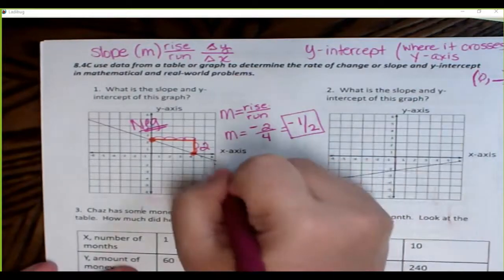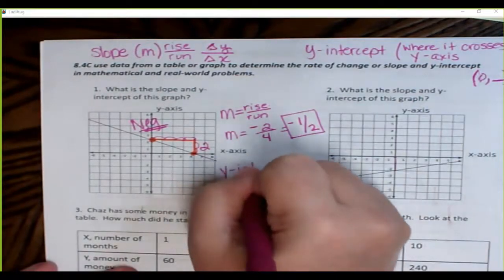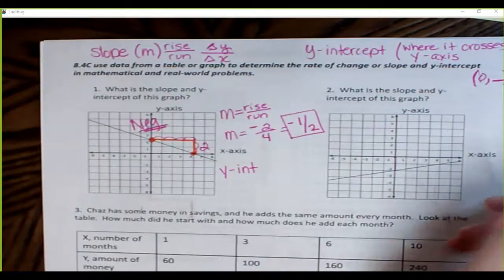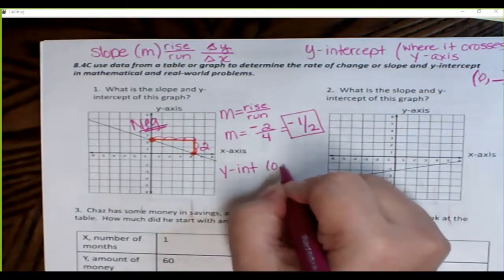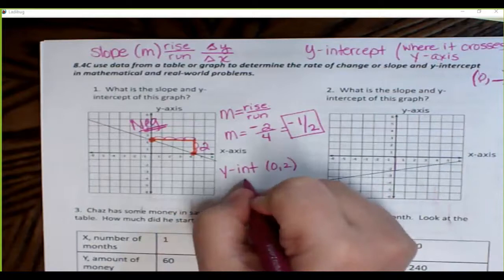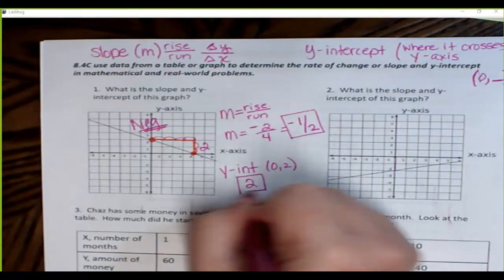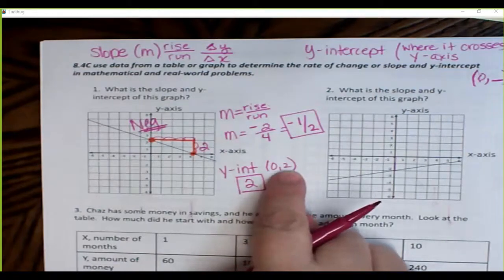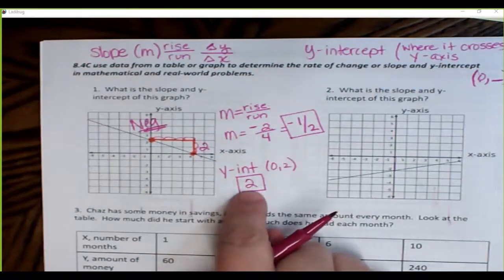All right, now we need the y-intercept. Where does it cross? At what point does it cross the y-axis? It crosses it at 0, 2. So the y-intercept is 2. The ordered pair for that is 0, 2. But the actual y-intercept, it crosses the y-axis at 2.